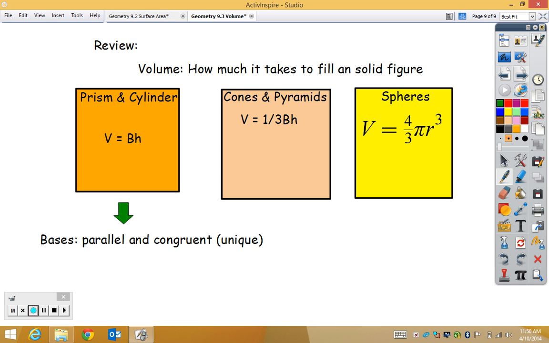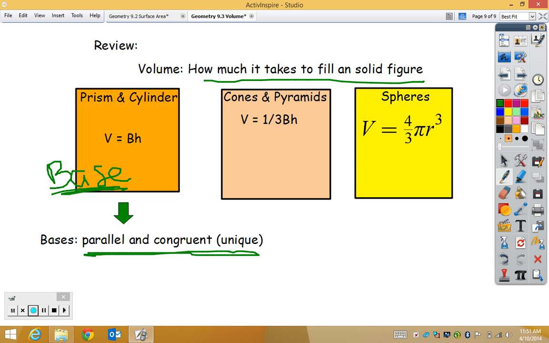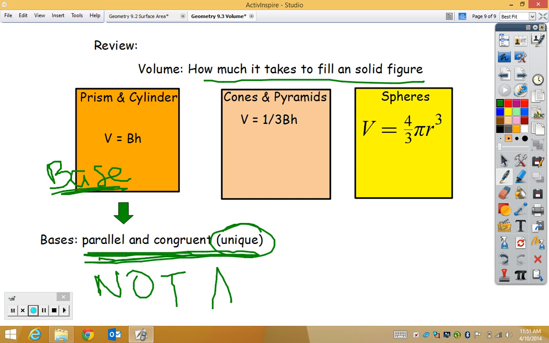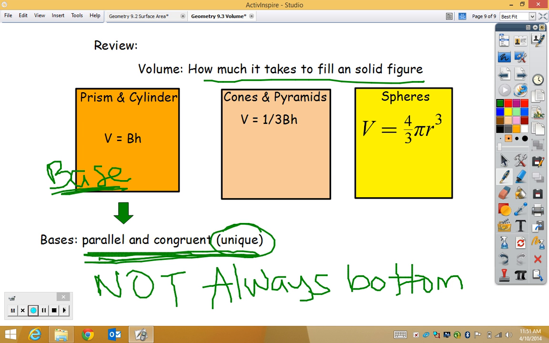Alright, so review. Volume is how much it takes to fill a solid object. So we have our prisms and cylinders with volume of base times the height, and then remember, be careful on the base. Base does not mean bottom. Bases are parallel and congruent to each other, but they're not always the bottom. If there's something more unique than a rectangle, that's your base. Cones and pyramids, it's 1/3 times the area of the base times the height. And kind of remember the point: anything with a point has the 1/3. And then the volume of a sphere is 4/3 pi r cubed. And that is it for volume.